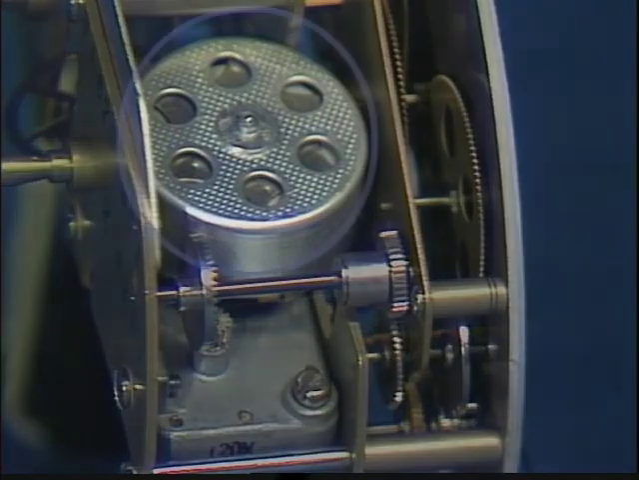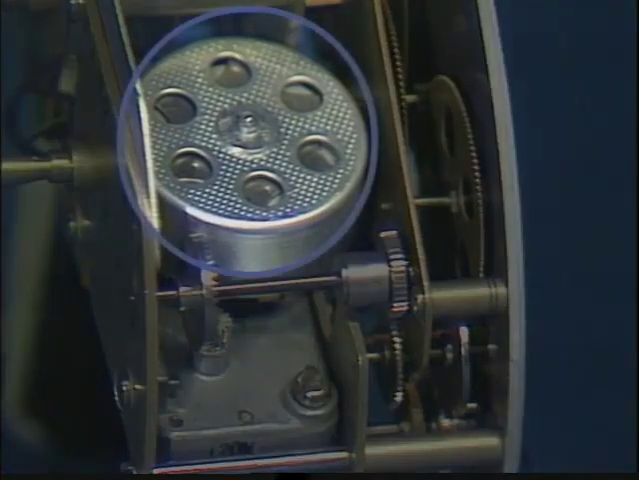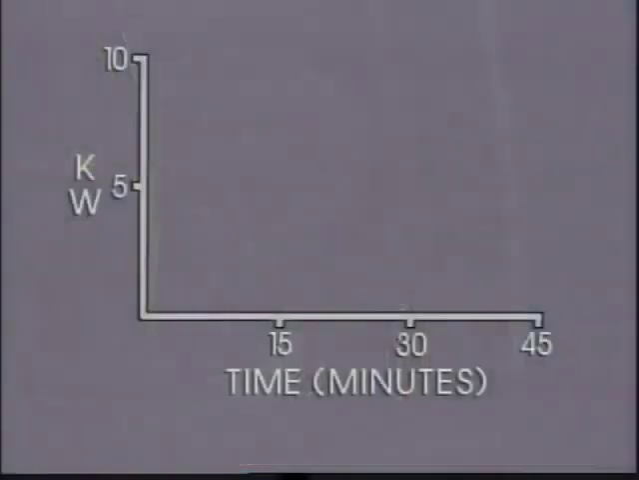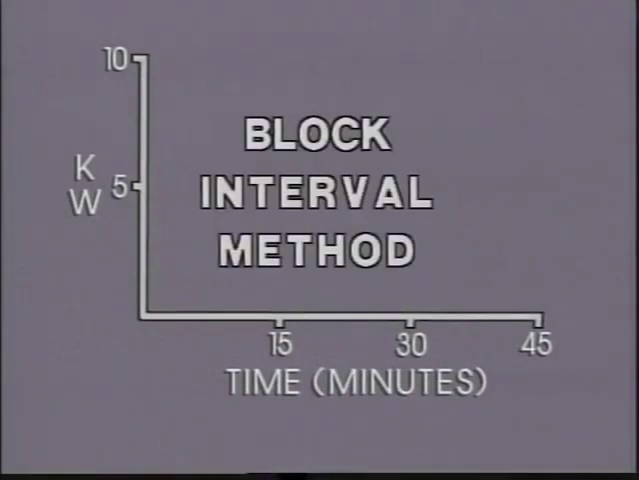The mechanical demand register also has a timing motor to measure the demand interval and cause the pusher arm to reset to 0 at the end of each interval. The principle of how a mechanical demand register responds to and measures demand is called the block interval method. A simplified chart will help us see how this method works.